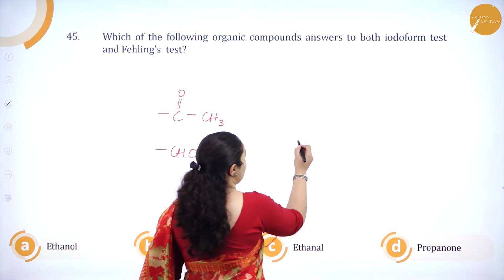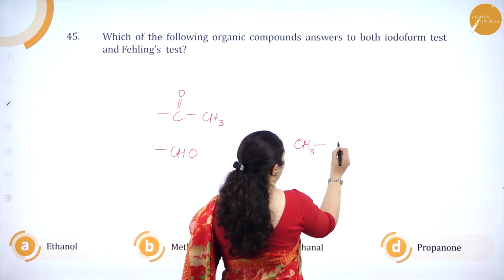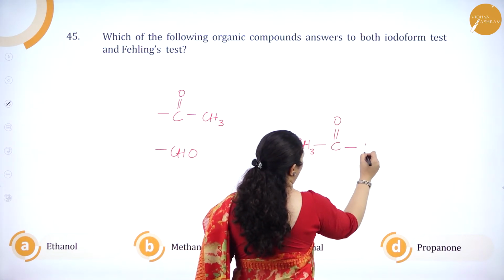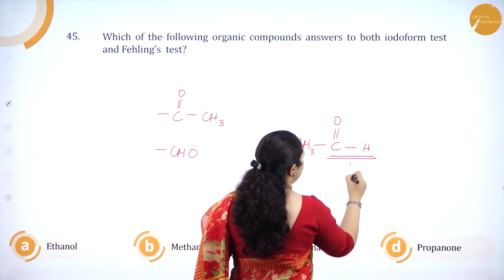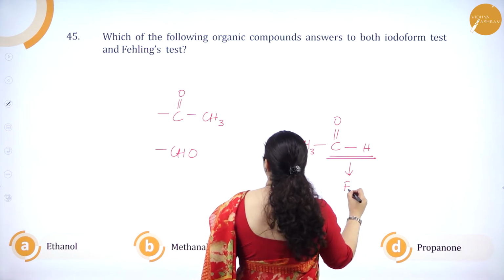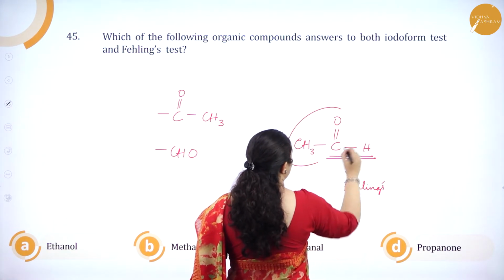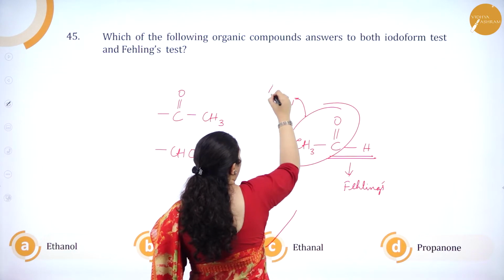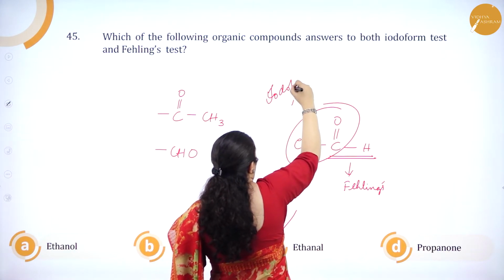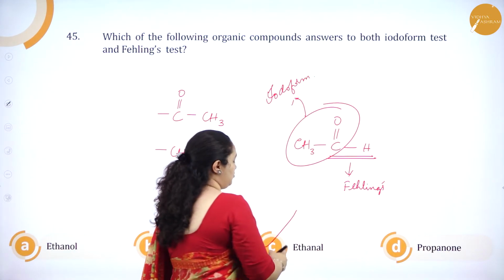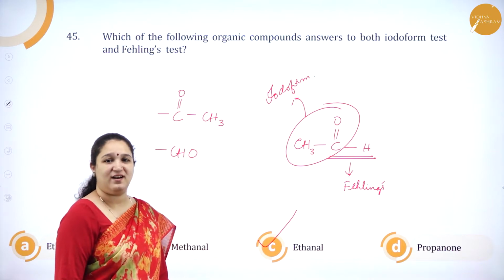So ethanal, if you see, CH3 C double bond O H. So the aldehyde group is present, it will answer Fehling's test. And the CH3CO group is present, so it will answer iodoform test. So ethanal is the correct answer.